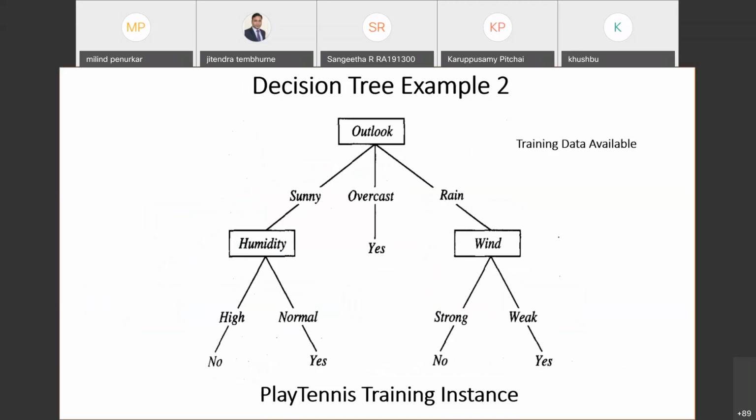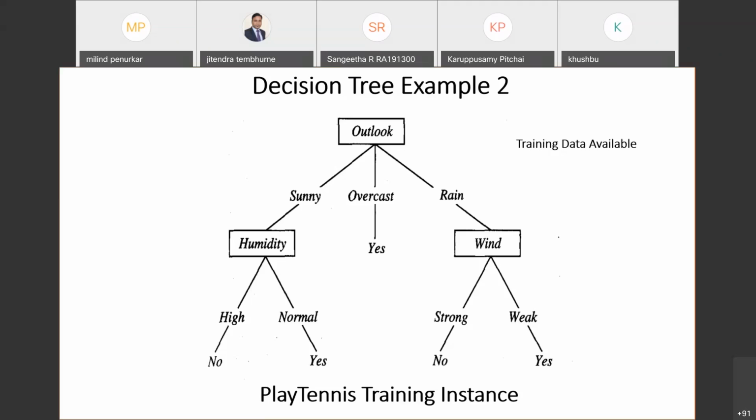Let's say there's another example where I was talking about Saturdays on which a player plays tennis. Given a training data instance, I would like to know whether on a particular Saturday, or let's say a particular Sunday, a player, or someone like me, would like to play tennis or not. So given the play tennis training instances, let's say Outlook is what I have chosen as the root. Now again, the question is why Outlook? We will come to that shortly.